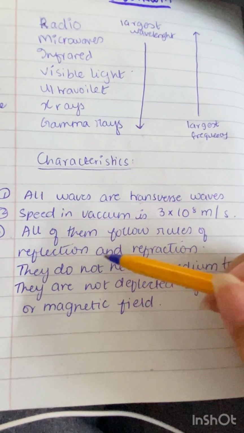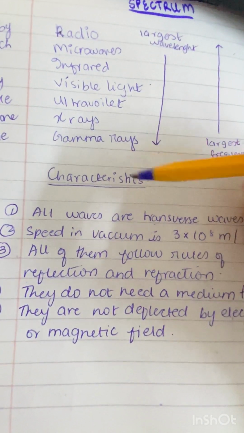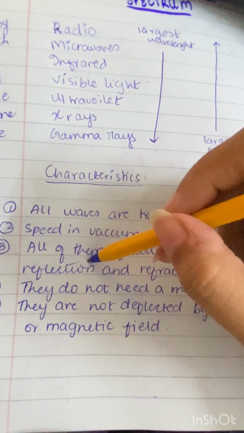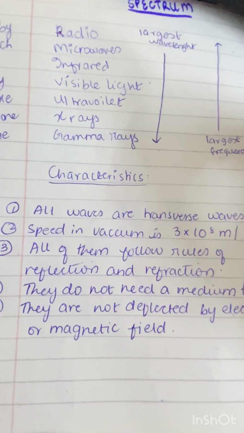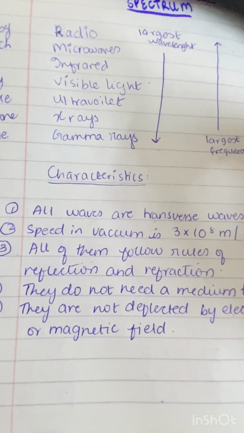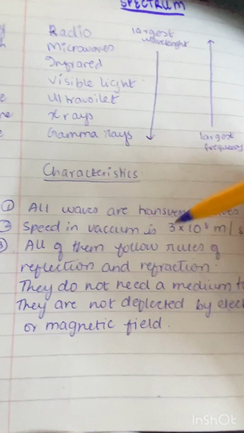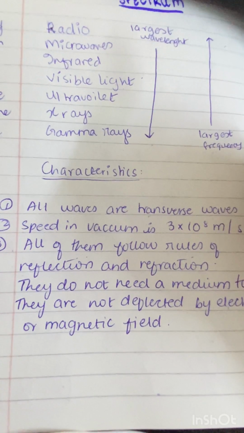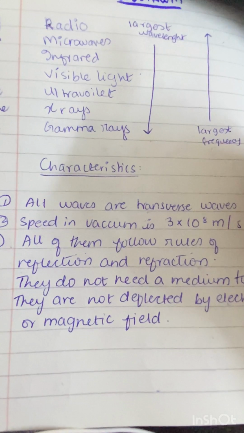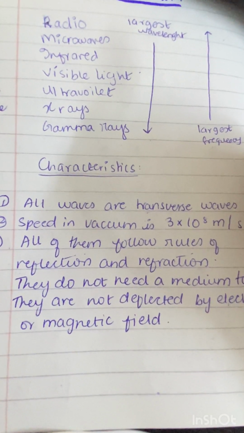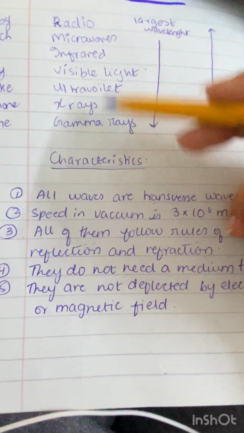All of them follow rules of reflection and refraction. When we studied the chapter of light, we did study the rules of reflection and refraction. The rules of reflection were that the angle of incidence is equal to the angle of reflection, and the second rule was that the incident ray, the normal and the reflected ray all lie on the same plane. Rules of refraction included refractive index is equal to sin i upon sin r, and the second rule was that the incident ray, the refracted ray and the normal all lie on the same plane. So these rules apply to all of these waves as well.